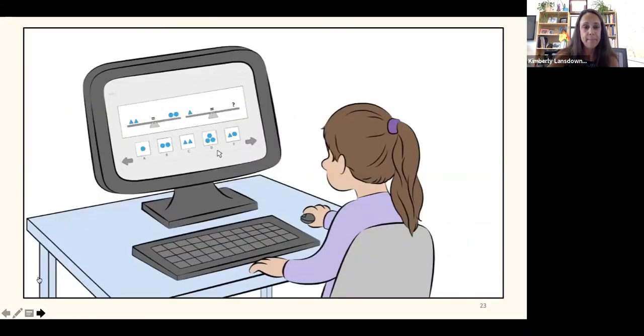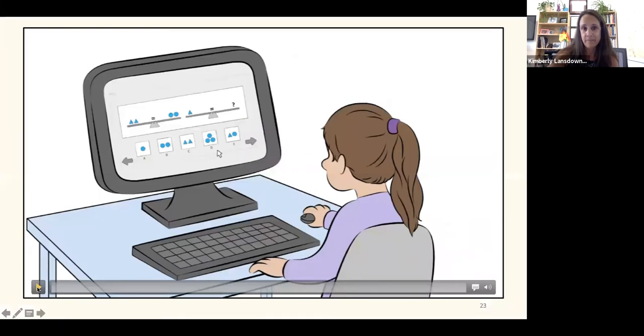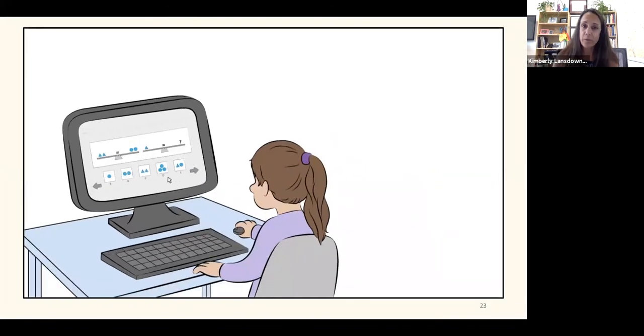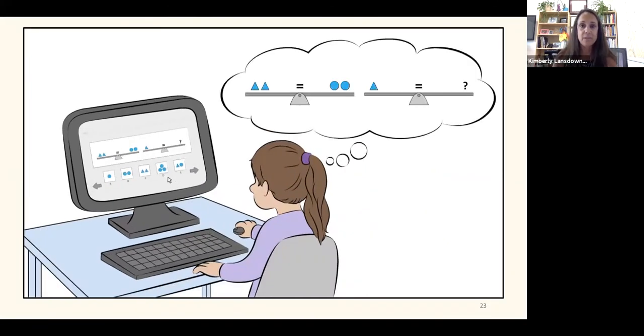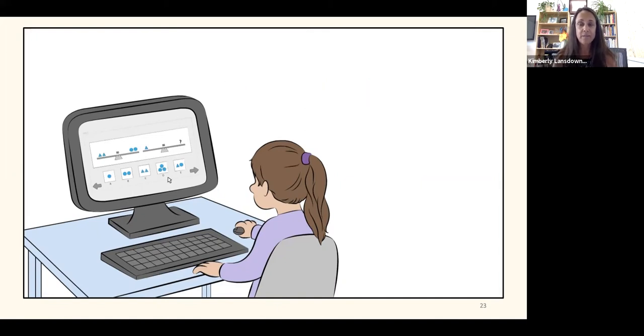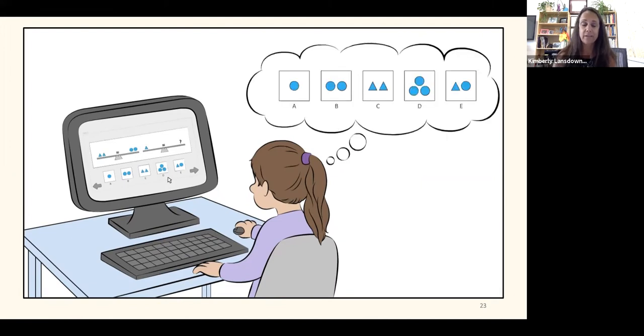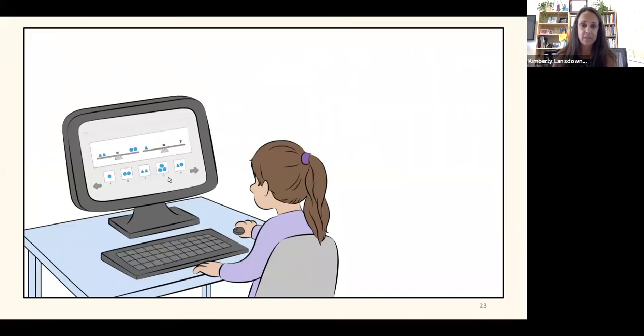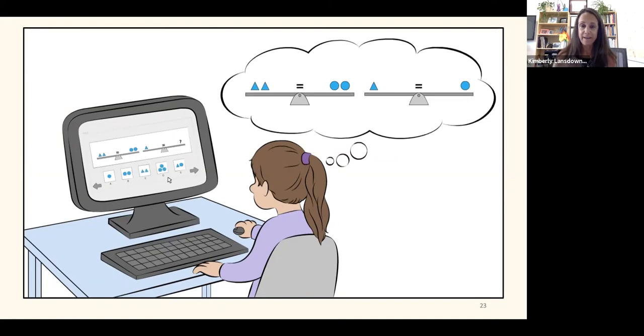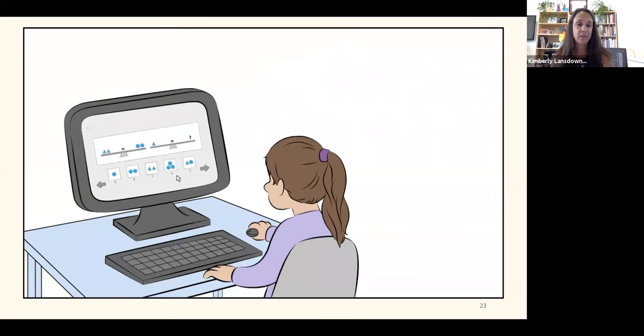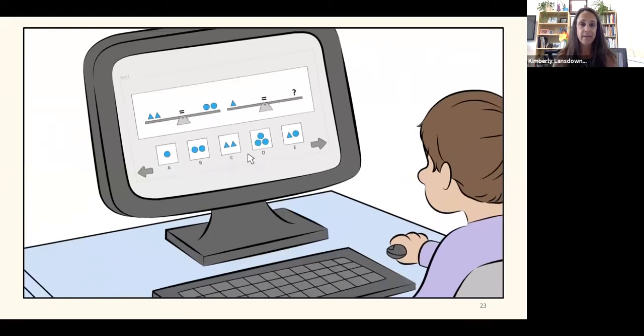So once again, this is a scale item, right? And so the student is looking at this, trying to decide what would go where the question mark is, again, a universal sign. And so the two triangles are equal to the two squares. So the student is trying to figure out the one triangle would be equal to what? Here are all of the answers that the student can choose. And the correct answer is A. So looking at it from a whole picture, two triangles go along with two circles in the same way that the one triangle is equal to one circle.